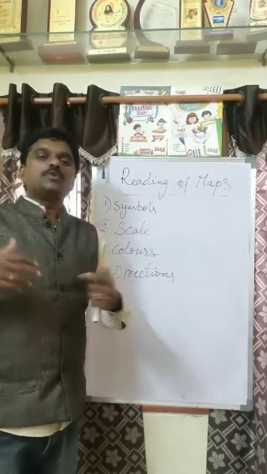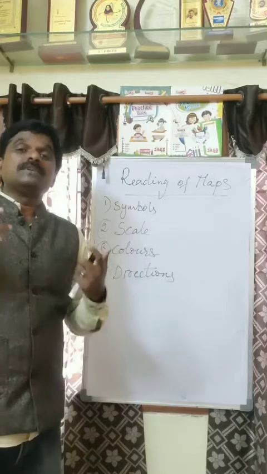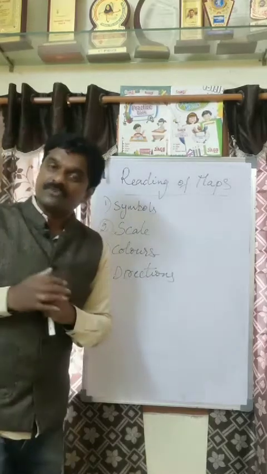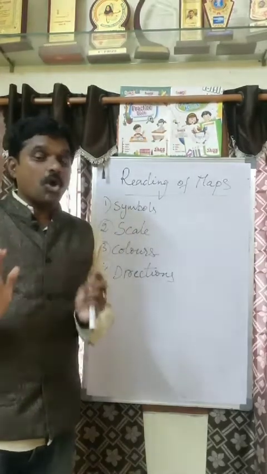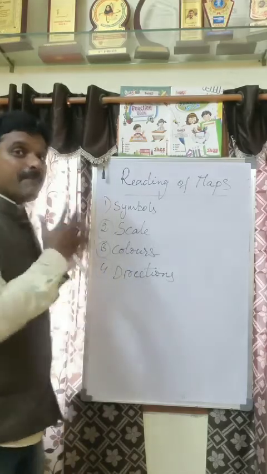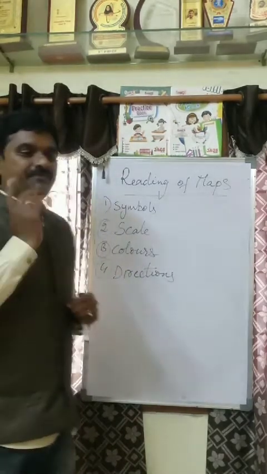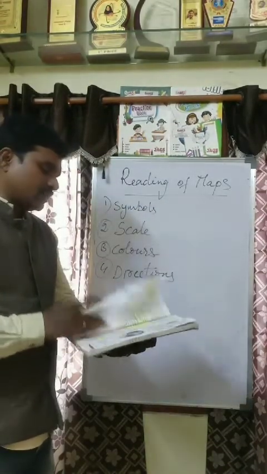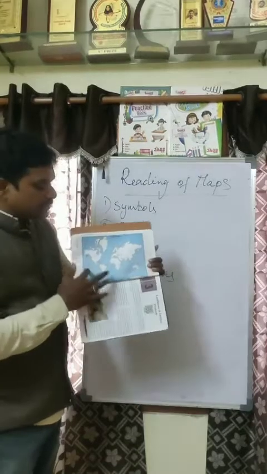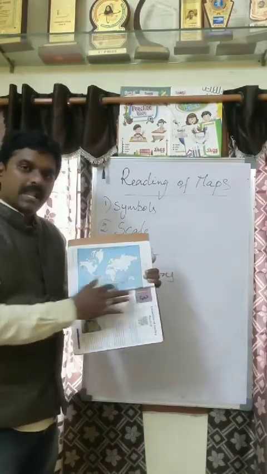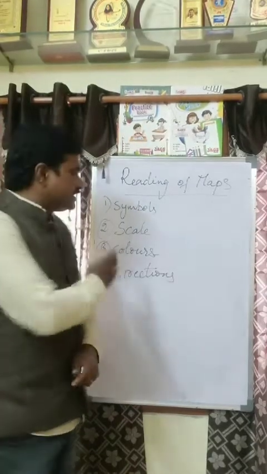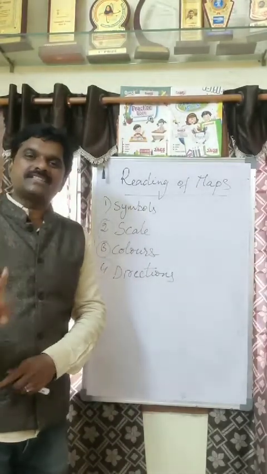If anybody asks, what do maps say? Maps give some important information. If maps have some symbols, it gives some information. Maps can be drawn on a scale. And maps show different colors. In the first map, what I have shown, the world map, this blue color entirely shows water. Blue color represents water. So dear students, these are the 4 languages of the map.